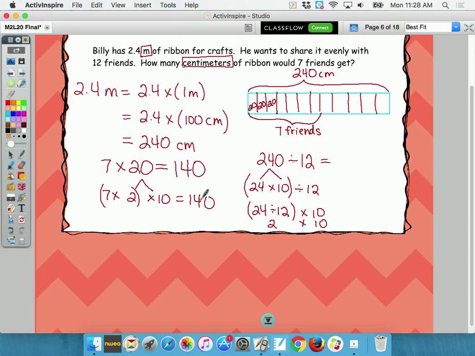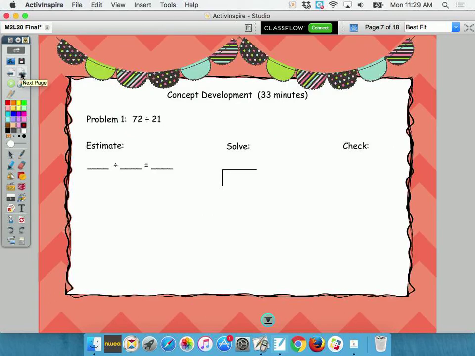So 7 friends would get 140, a total of 140 centimeters of ribbon. Let's talk about the lesson today. Actually, that's exactly what I had.